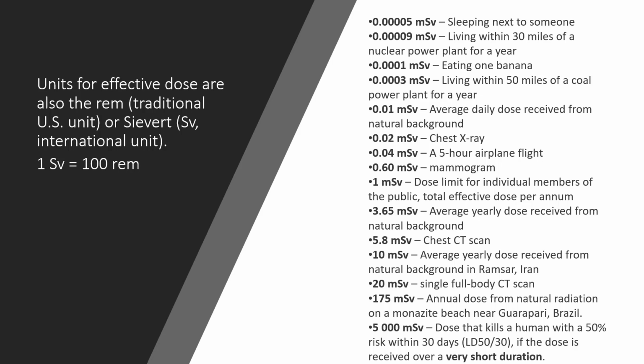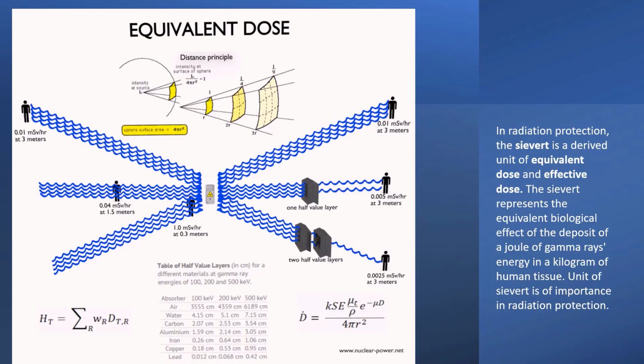So if we take a look again, a chest x-ray is 0.02 millisieverts of radiation, which is about half the amount of radiation that you would get in a 5-hour airplane flight. Again, terminology and understanding and really putting things in perspective makes a difference when you're talking about radiation protection. So let me not be a victim of my own ranting and raving on misinformation.